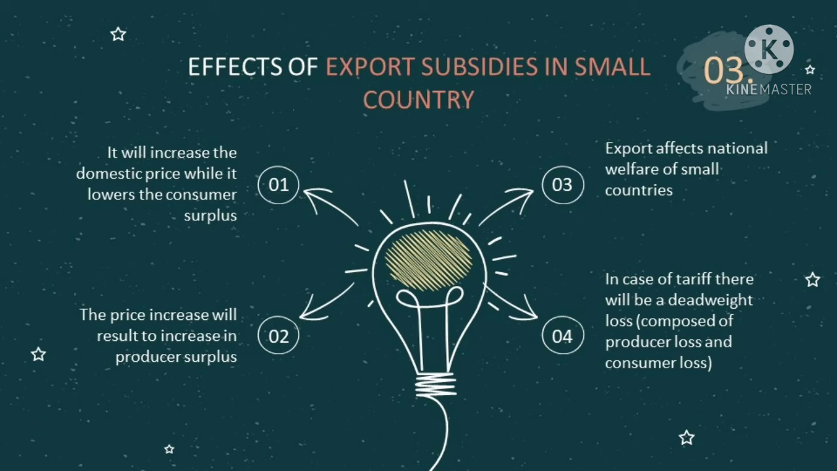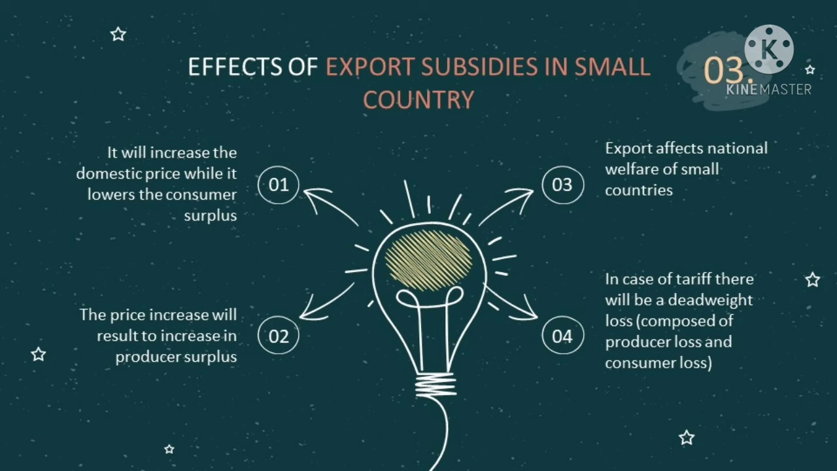In continuation of the first effect, the domestic price increase means the similar product will also increase in price. So as a result, the suppliers of both products will enter into a surplus.